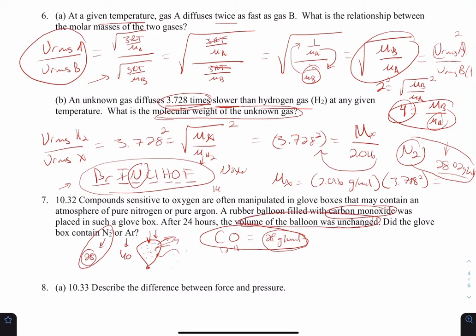Now, obviously, it's not going to be pure carbon monoxide anymore in the balloon, but it's still going to have the same volume because the effusion rates of both the gases on the outside and the inside were the same.